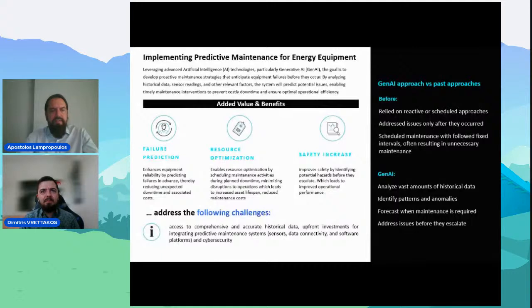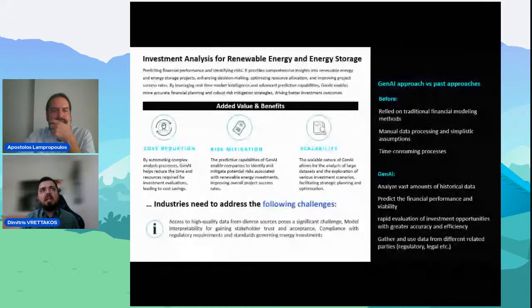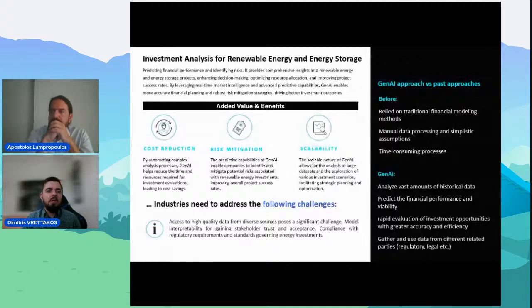Yes, reducing false positives is very important because it also has to do with just-in-time maintenance that definitely helps reduce costs. So this is very important. Okay. Anything else? Going forward, perfect. Let's go to the next case, which is investment analysis for renewable energy and energy storage.